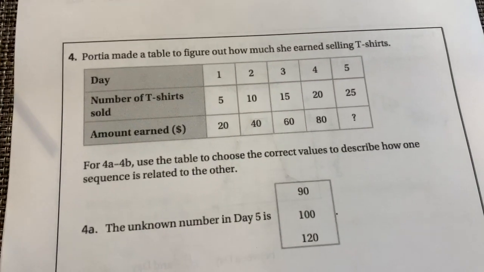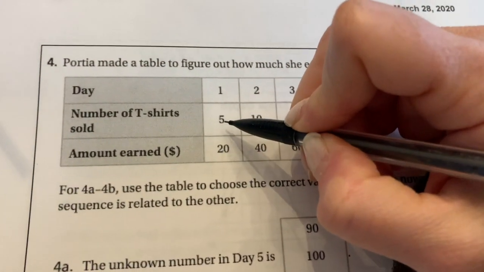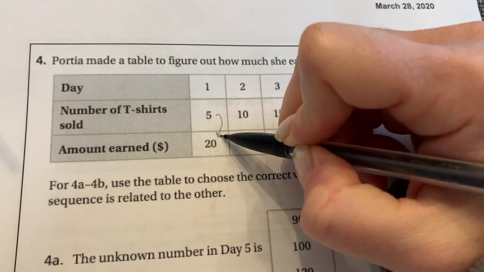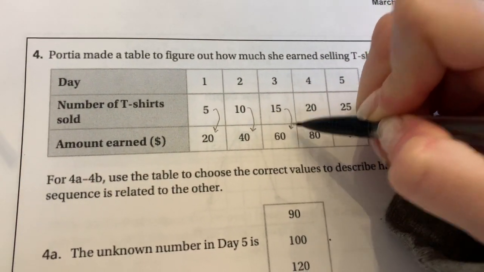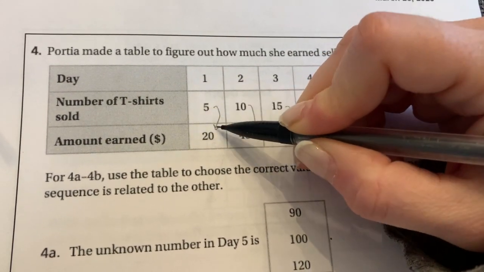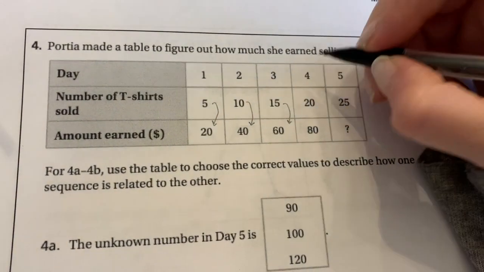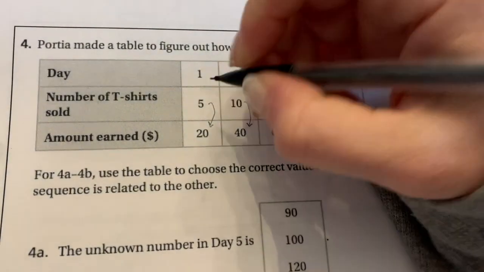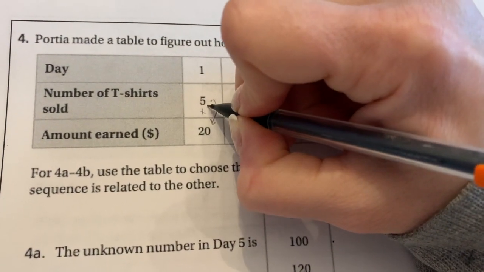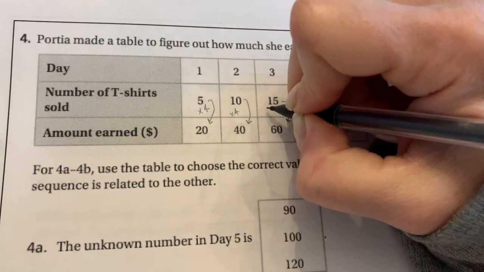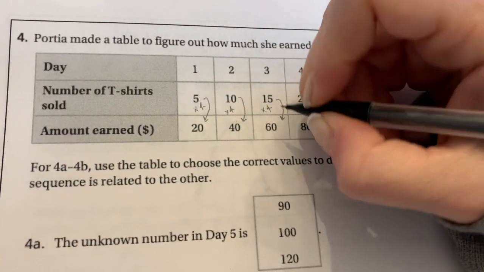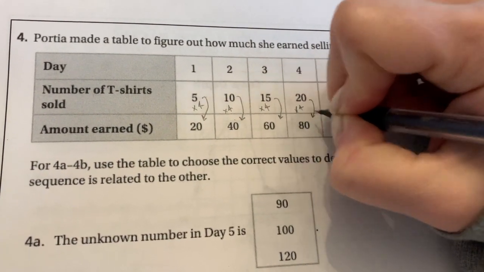From the number of t-shirts to the amount earned, we're looking for a pattern. How could we get from the number of t-shirts that are sold to this amount here? Well, if you look carefully, you can see that each time we are multiplying by 4. 5 times 4 is 20, 10 times 4 is 40, 15 times 4 is 60, 20 times 4 is 80.